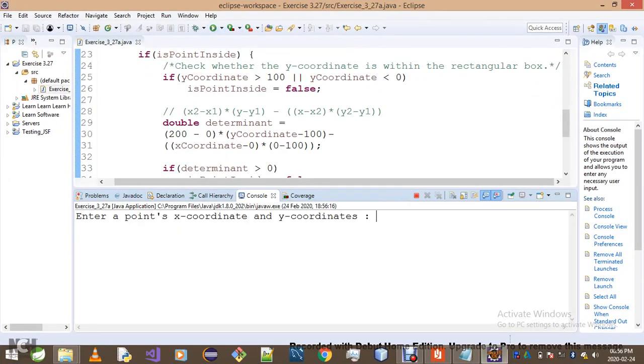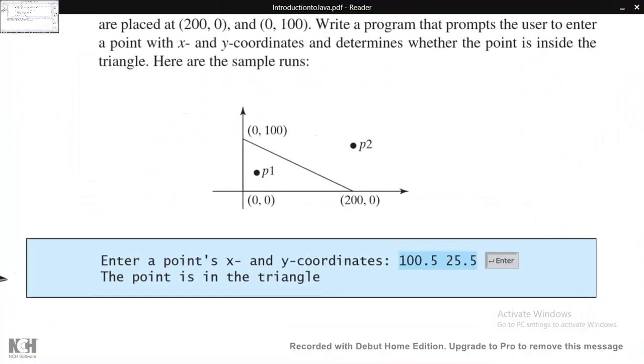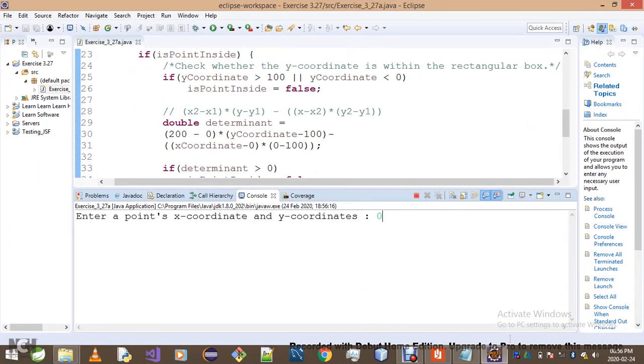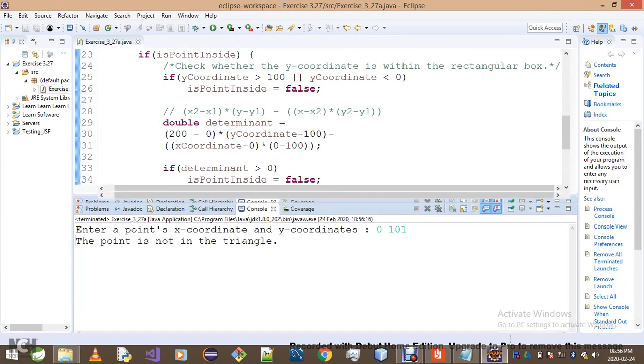Of course, you can play around with this however you like. Let's put something that will be outside, something like 0, 101. It says the point is outside the triangle.